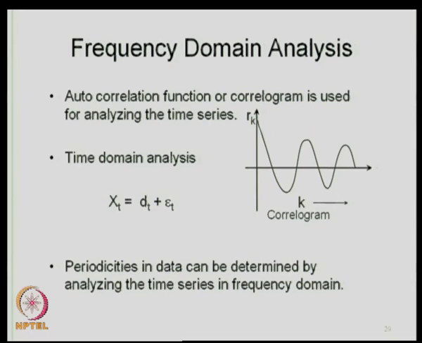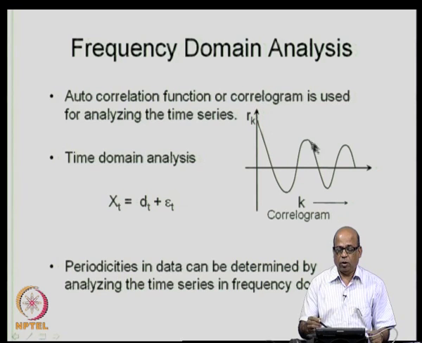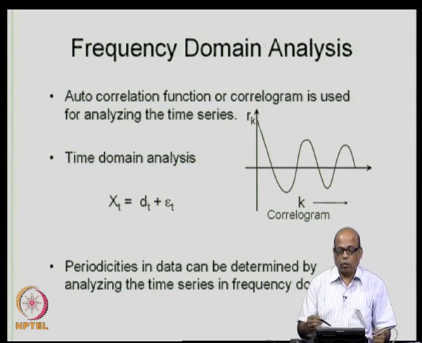So, in the frequency domain analysis, this is just what I mentioned: you may have a correlogram which is exhibiting a certain degree of periodicity. If you have a periodic process, the correlogram will appear something like this. Specifically, if you have monthly flows, the correlogram can be like this, and then slowly it shows a decay. There will be a slow decay of the correlogram itself.